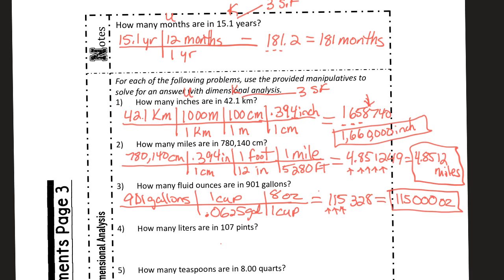All right, next one is 107 pints. Going to come on over here. I'm going from pints to liters. So 1 pint is. Now I've got ounces on the top, so I'm going to need ounces on the bottom. And now I want that conversion factor that went cups to liters. 1 cup.